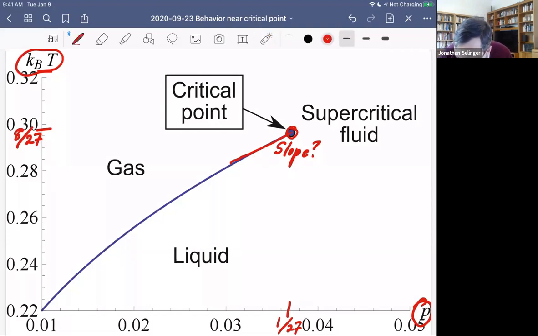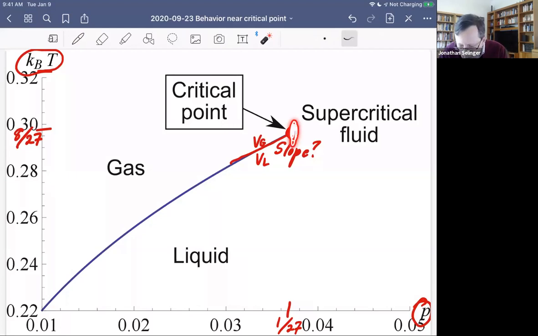The liquid has some volume per molecule, V sub L. On the gas side, there's some volume per molecule, V sub G. And we might want to know how different V sub L and V sub G are on the two sides of this boundary. So how different are the two phases? And we know the difference goes to 0 at the critical point.